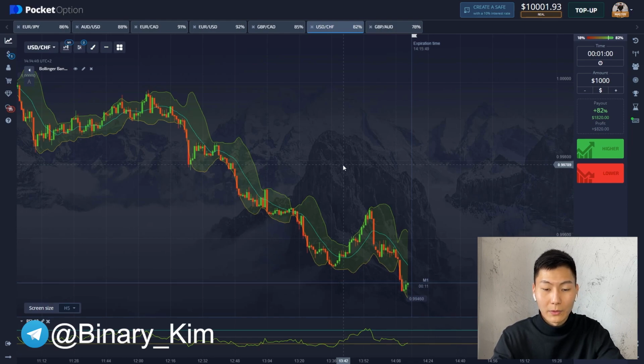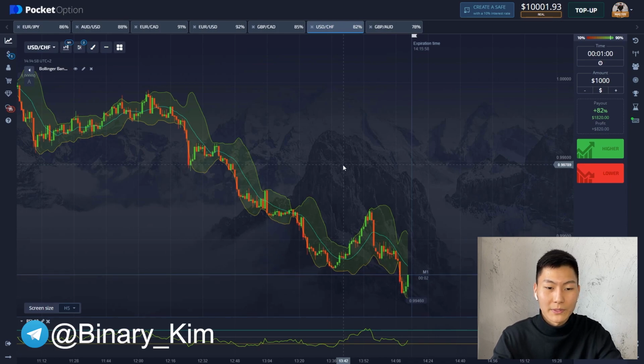Like I said, we are gonna open the $1,000 position. By the way, this is the maximum trade amount, and let's find the next currency pair for the most profitable trade entry.